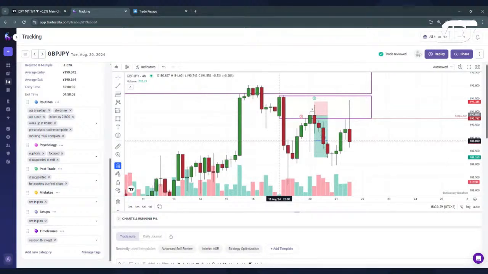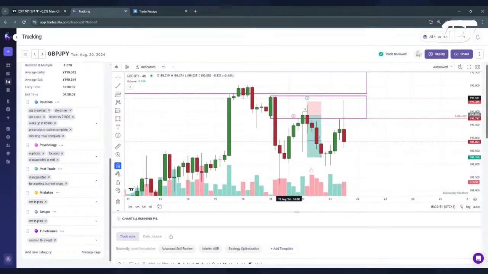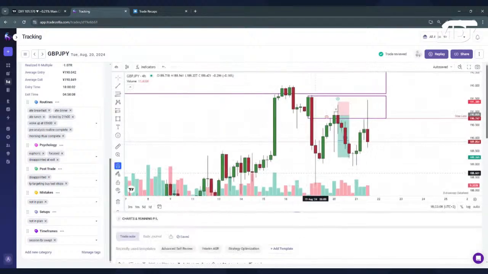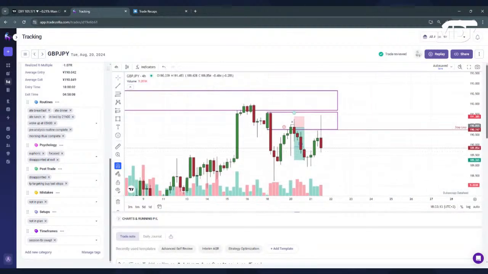And had I zoomed out a bit and focused on the 4-hour as opposed to the 1-hour, I could have spotted that tiny detail. So that was a key takeaway from me on this setup in terms of how I could have improved it going forward. I just mentioned it there. The trade was taken from within a 1-hour, one-sided fair value gap, which was also a 4-hour, two-sided fair value gap, which price violated to reach the order block before reversing. So I think a lot of lessons taken away from this.